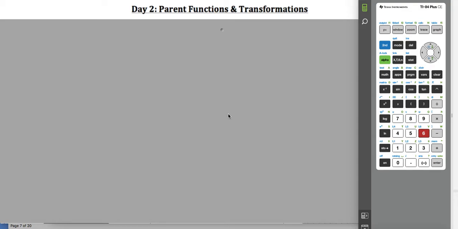So day 2 is called parent functions and transformations. Transformations just kind of mean changing the way something looks, but not necessarily the value of it. And parent functions are just that. They're basically the original functions, and from there we can transform them.